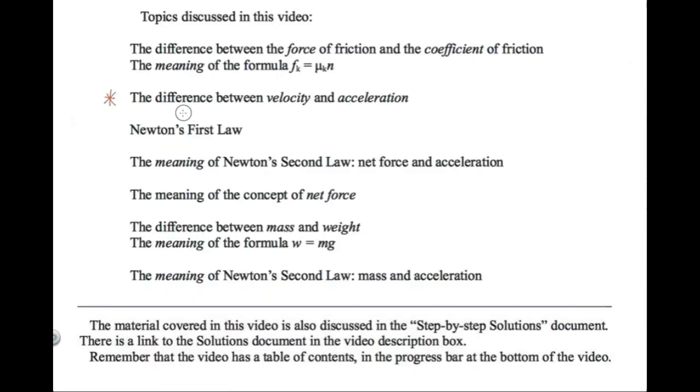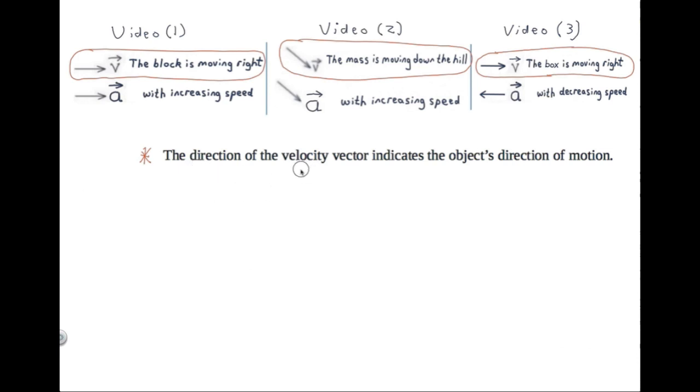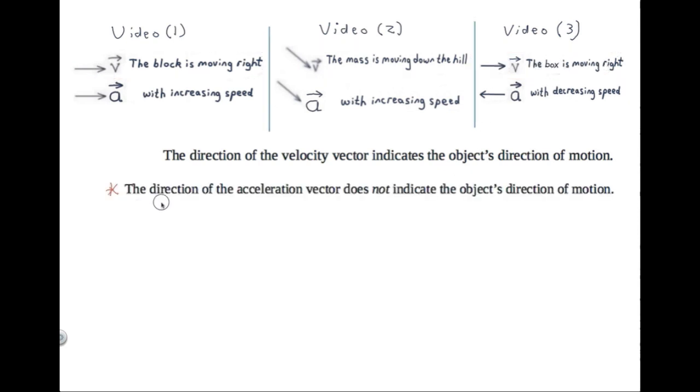Now let's review the difference between velocity and acceleration, which we already began discussing in the previous videos. The direction of the velocity vector indicates the object's direction of motion. In video 1, the block was moving to the right, so the velocity vector pointed to the right. In video 2, the mass was moving parallel to and down the hill, so the velocity vector pointed parallel to and down the hill. And in video 3, the box was moving to the right, so the velocity vector pointed to the right.